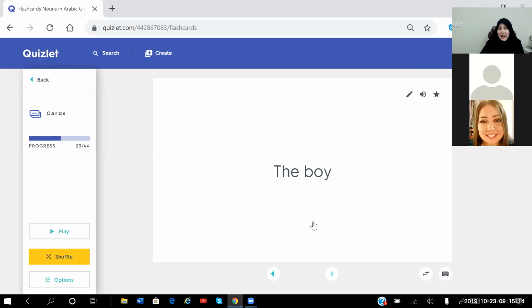Okay, Clayton, how do we say the boy? Walidun. What's it start with? Al. Al-waladu. Good. Okay? Anytime you have "the," it's the definite article. It's alif lam in Arabic, and just one vowel marker at the end. Al-waladu.